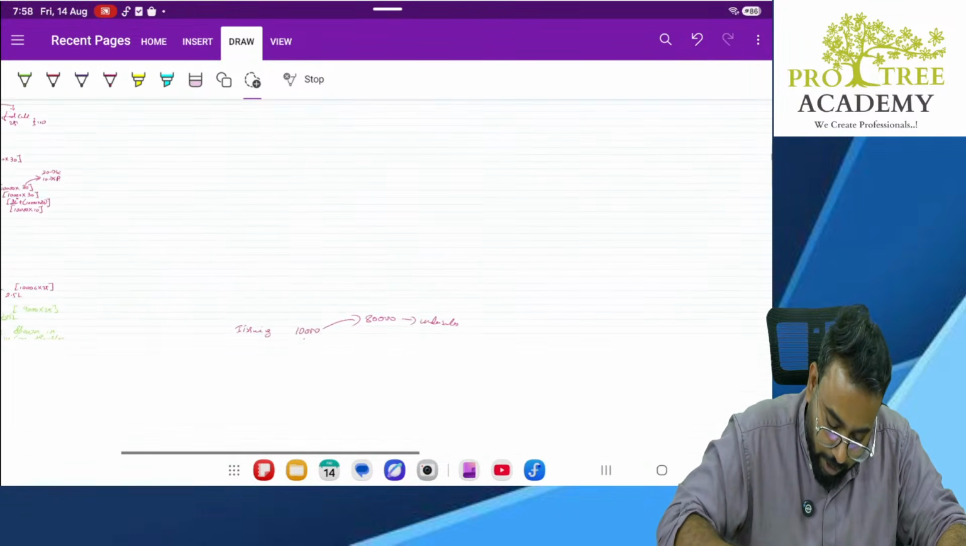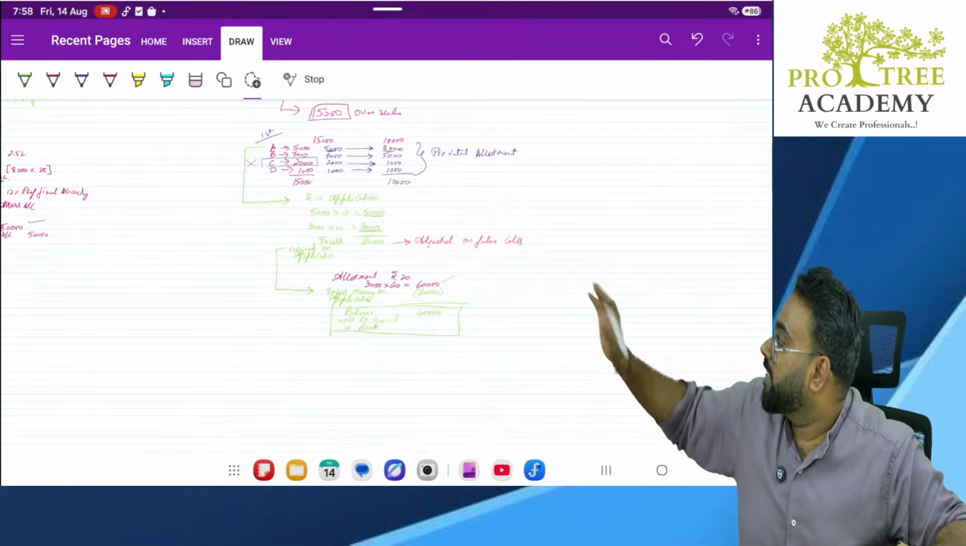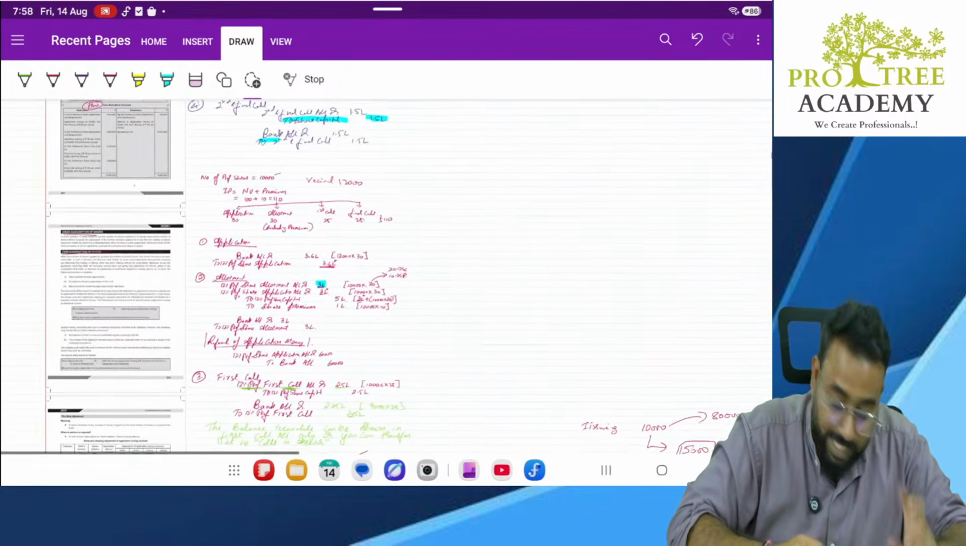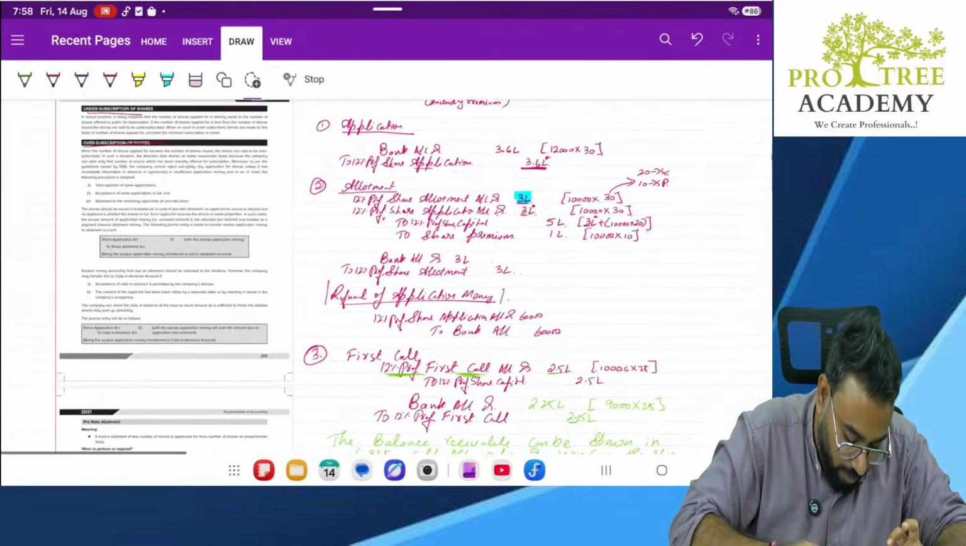Coming back to this concept, I hope this concept is clear. How do we adjust the money? That comes in pro rata allotment. Clear?